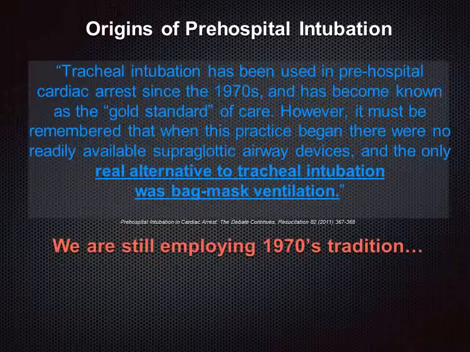It was deemed the gold standard, primarily due to a lack of a good blind insertion airway device or supraglottic airway device. We now have countless options for protecting the airway other than an ET tube. So why are we still employing 1970s tradition?